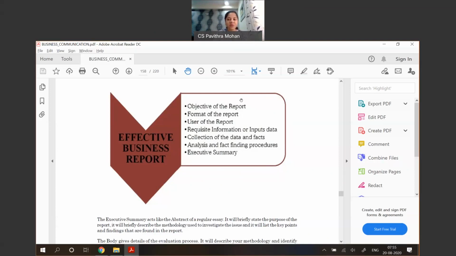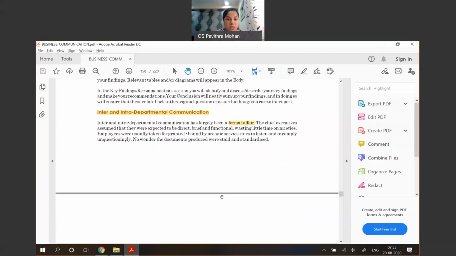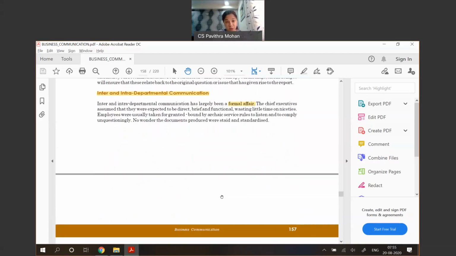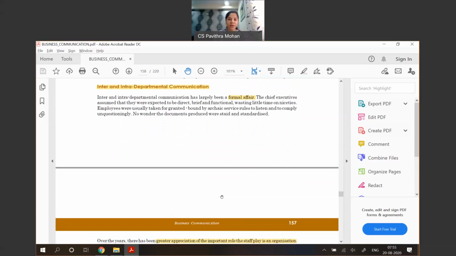Okay, so these are the additional important things to be kept in mind while drafting a report. With this we complete the importance of reports. Next we are going to start inter and intra department communication. For the best example I'll give you your college. In your college, let's say you want to have a seminar, or a fest.